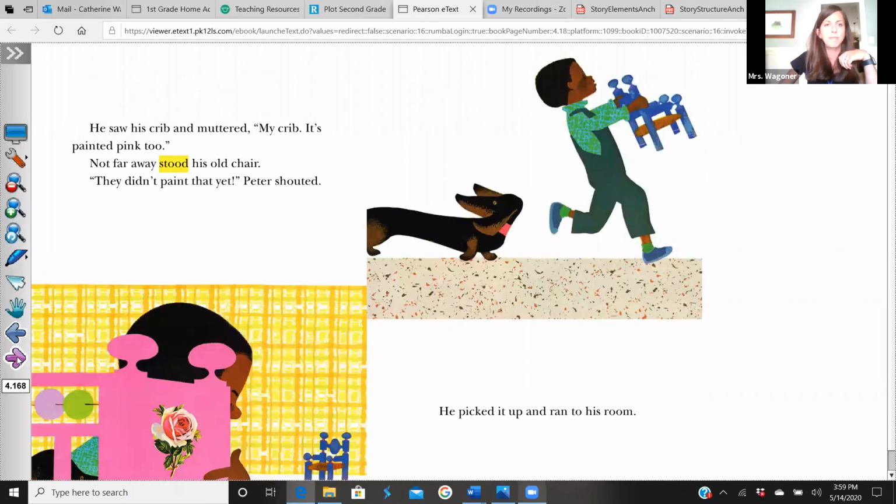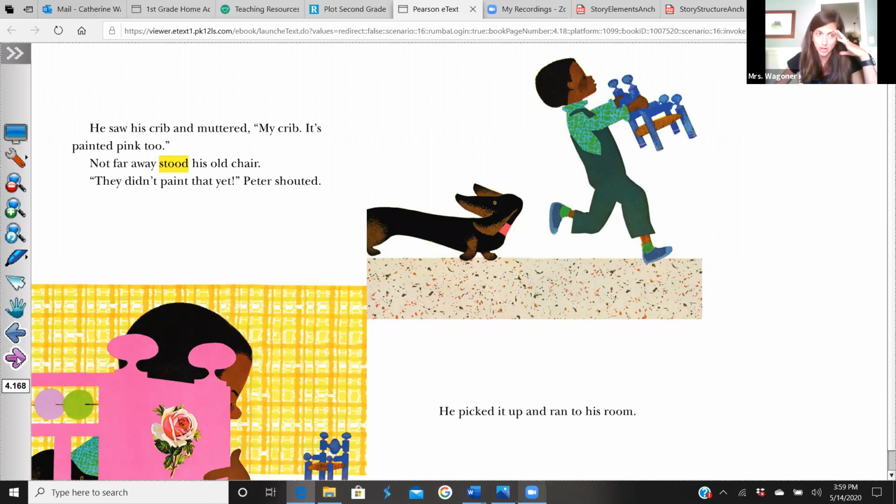He saw his crib and muttered, "My crib, it's painted pink too." Not far away stood his old chair. "They didn't paint that yet," Peter shouted. He picked it up and ran to his room.